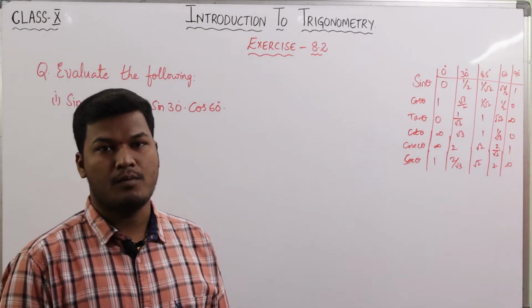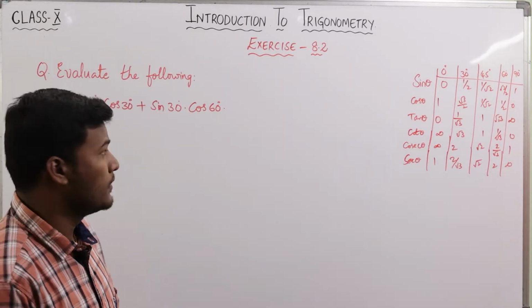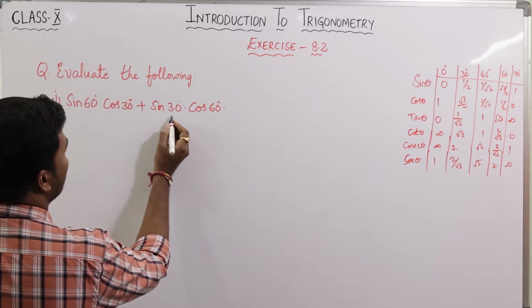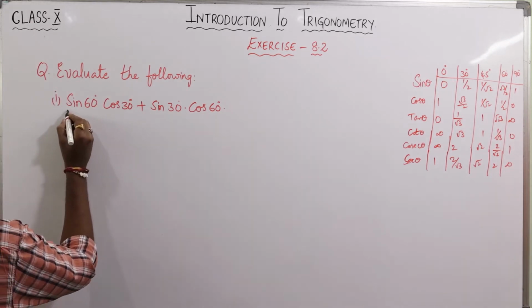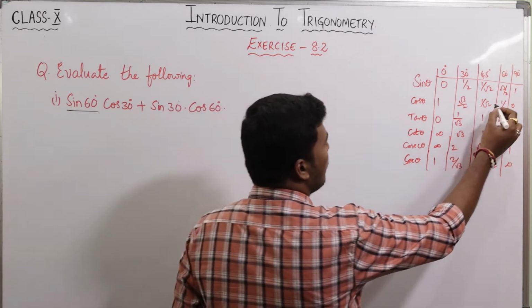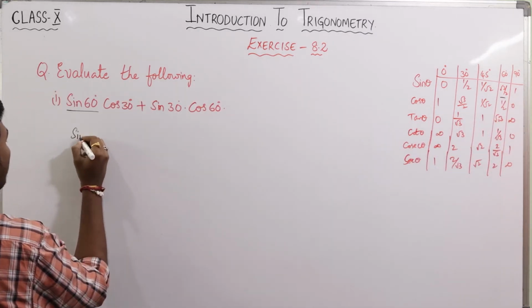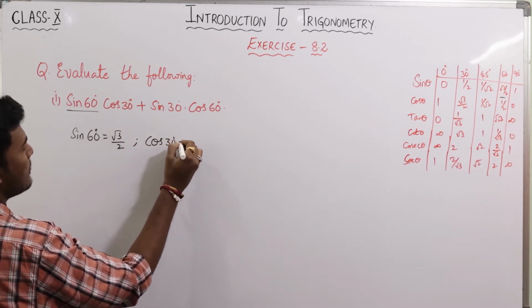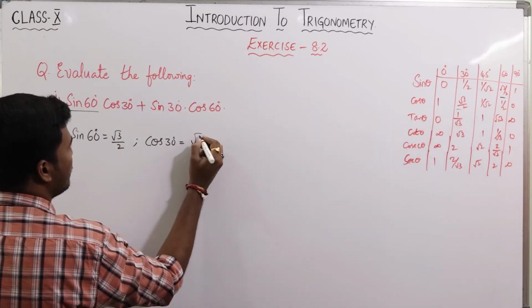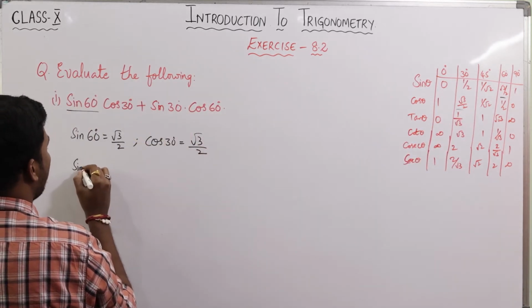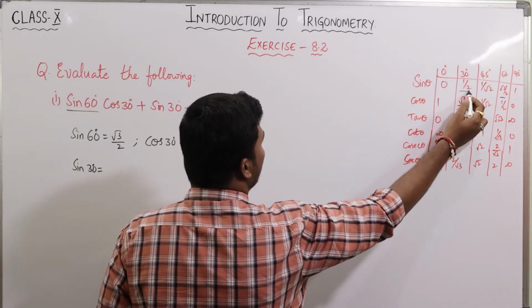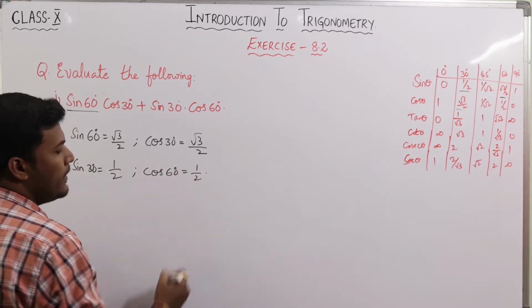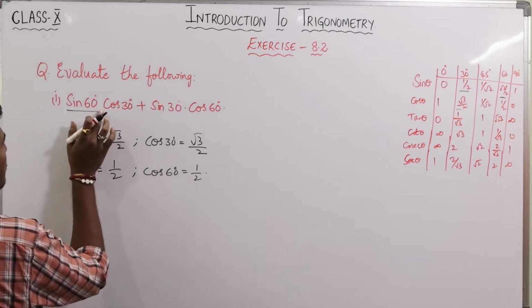Now let us start the first problem of this exercise 8.2. That is, evaluate the following. The first one is sine 60 cos 30 plus sine 30 cos 60. So first we have the sine 60 value, that is root 3 by 2. Okay, sine 60 degrees is root 3 by 2 and next cos 30 degrees is also root 3 by 2. Next sine 30 degrees is 1 by 2. Next cos 60 degrees is also 1 by 2.